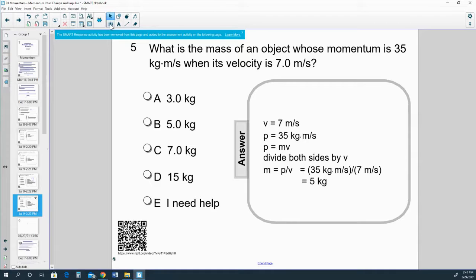So again, you just have to rearrange the equation, remember. We are solving for mass this time. So divide by velocity on both sides. You end up with mass is equal to momentum divided by velocity. So 35 divided by 7 is equal to 5 kilograms.